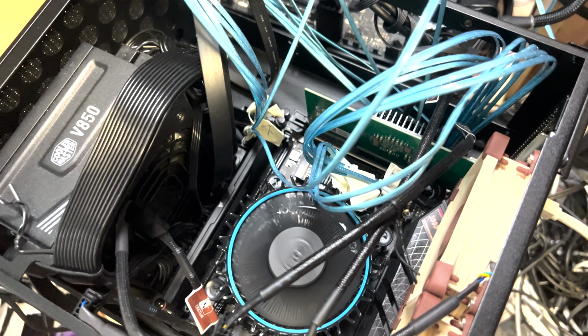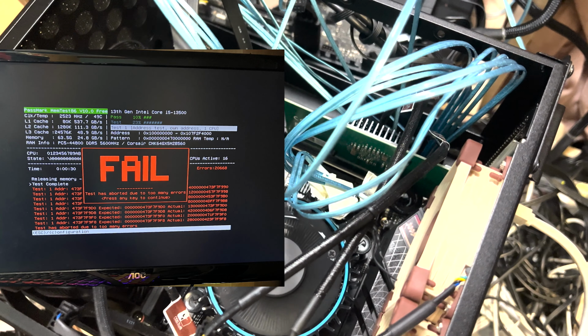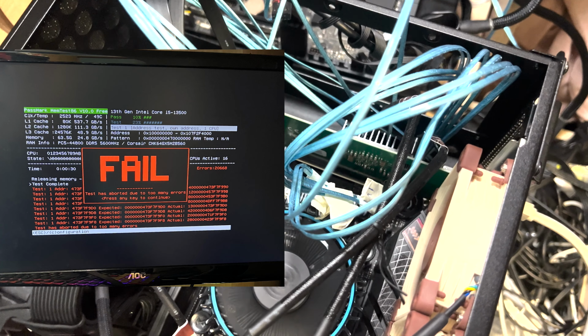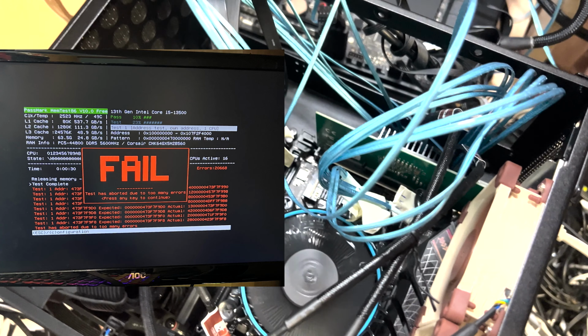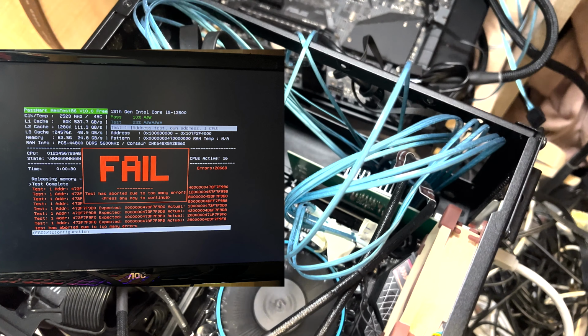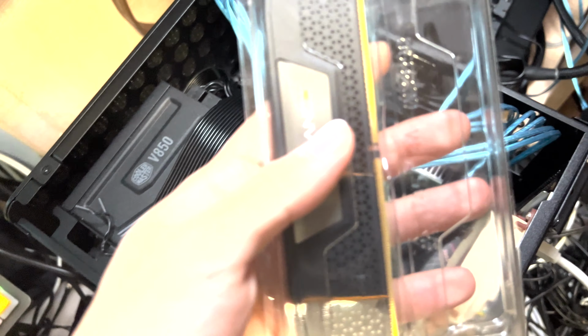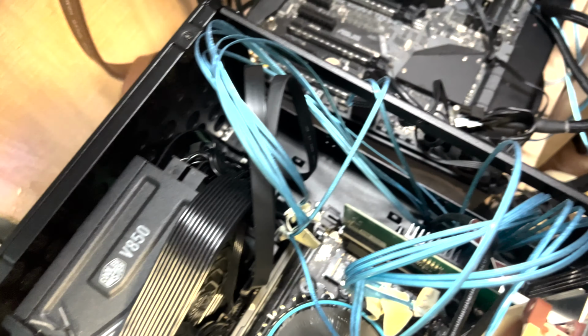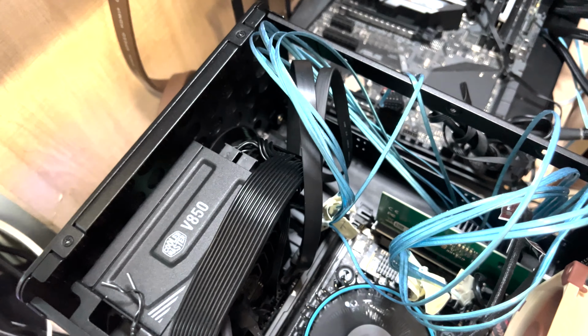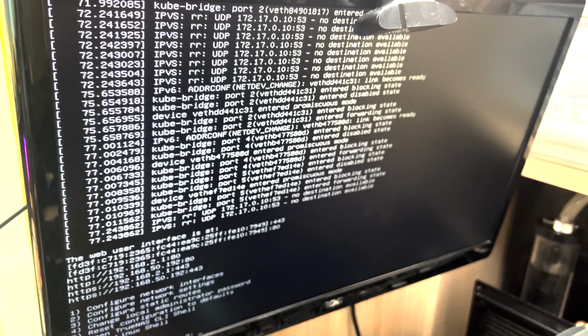I ran the MemTest86 in default without XMP, and it gave me a fail. I just tried with this stick and it did not, but with this one, it did. So yeah, I found what's wrong with the machine, and so far it's not crashing.